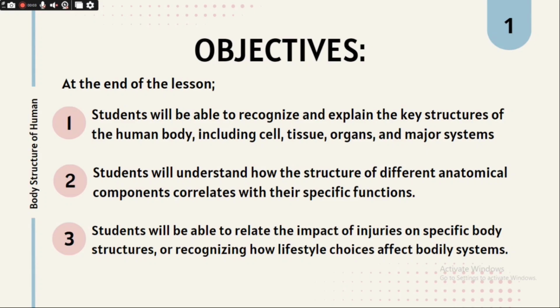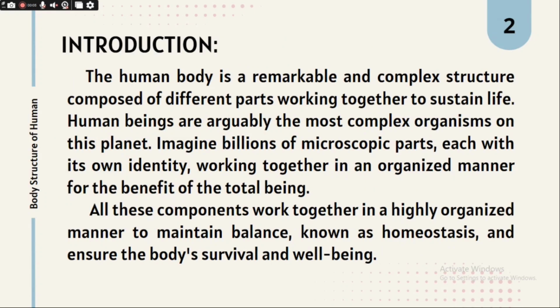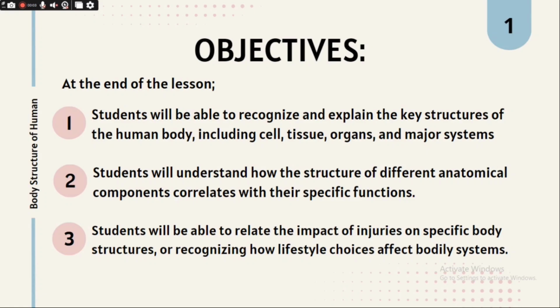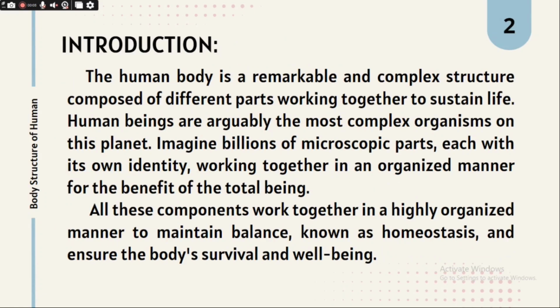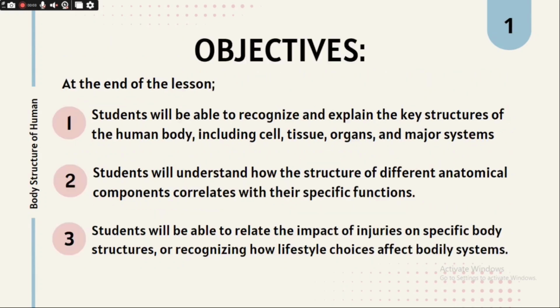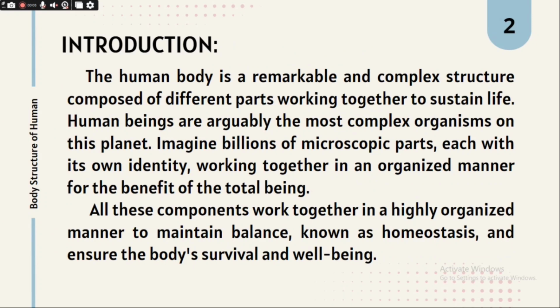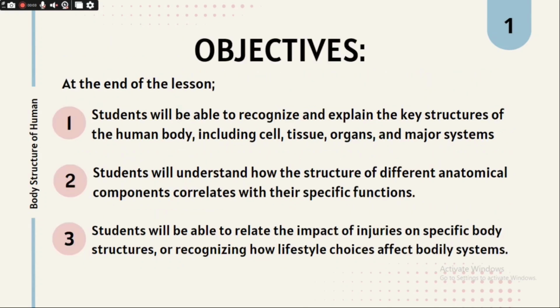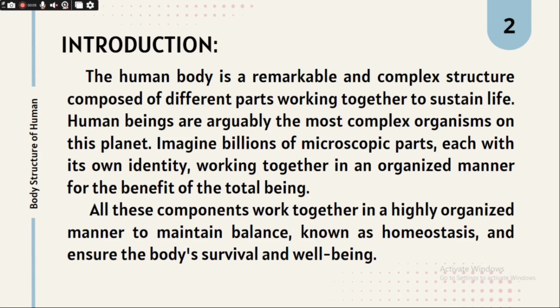The human body is a remarkable and complex structure, composed of different parts working together to sustain life. Human beings are arguably the most complex organisms on this planet. Imagine billions of microscopic parts, each with its own identity, working together in an organized manner for the benefit of the total being. All these components work together in a highly organized manner to maintain balance, known as homeostasis, and ensure the body's survival and well-being.